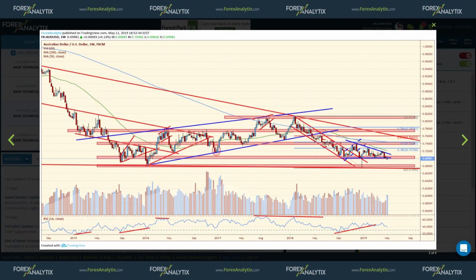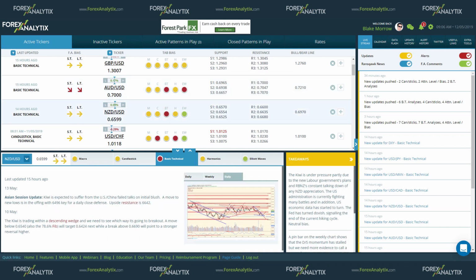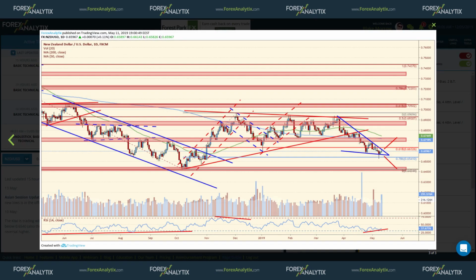And you look at the Kiwi dollar just near term, and let me take you back over to ForexAnalytix. They'll give you more of a near-term view. We have this little wedge, and we're trying to break through. The 78% retracement is at 65.40. So if we get a solid break below 65.40, that's going to revisit these trend lows below 64 cents.